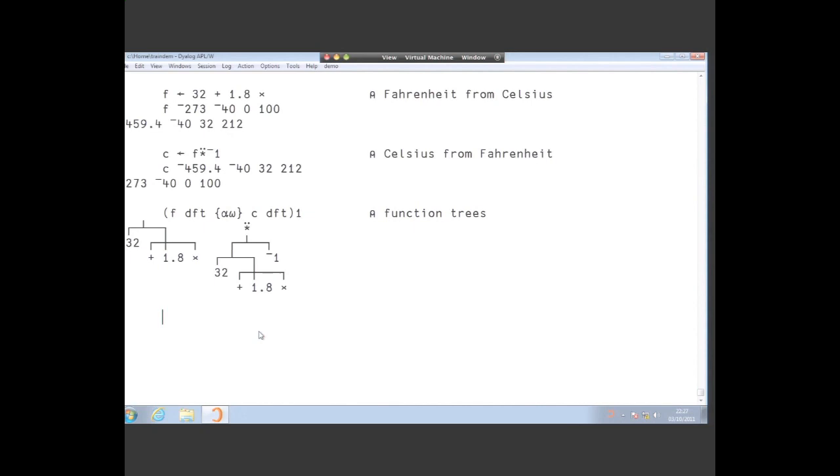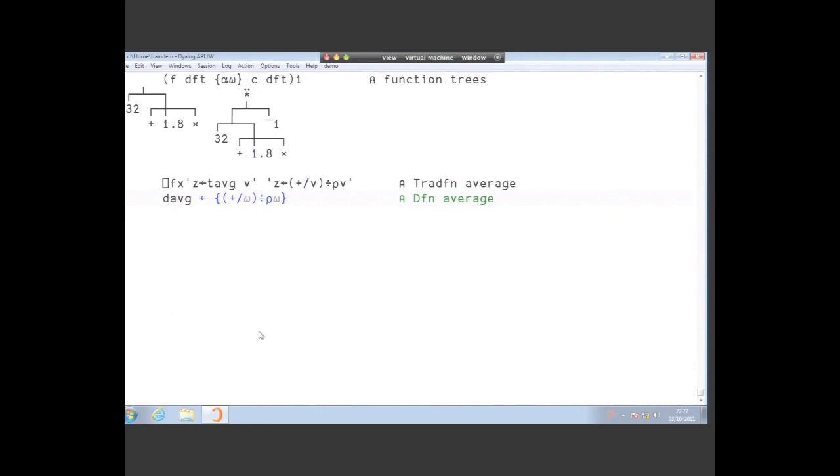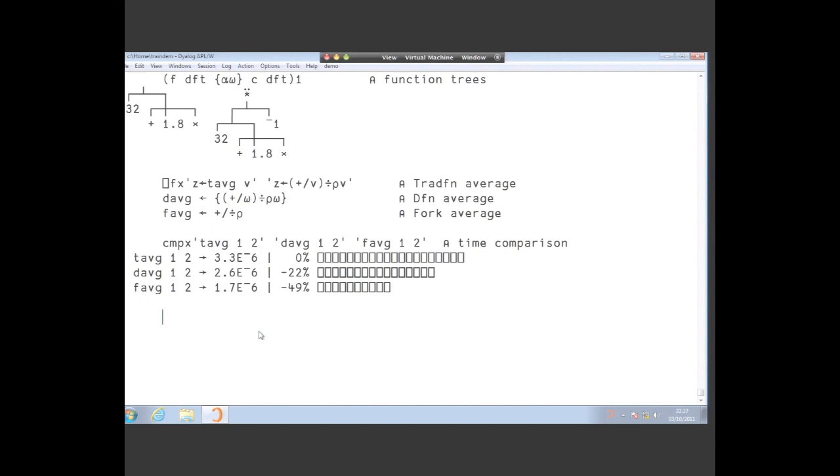What I want to show you, and this is just again showing off some performance, is defining the average function as a tradfun, a dfun, and a fork. And this is again going to do a time comparison for these. So cmpx is going to time these lots and lots of times, and then divide by the loop count, and this should show you in a nice way that dfns beat tradfns and forks beat dfns in this case. So again, it's a little slicker because some of the work has been done.